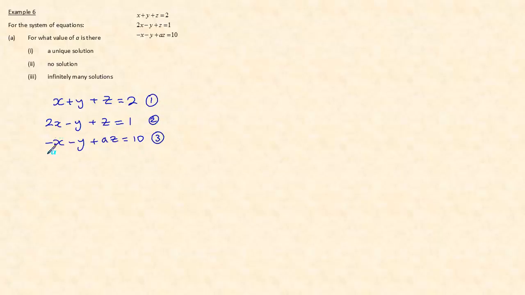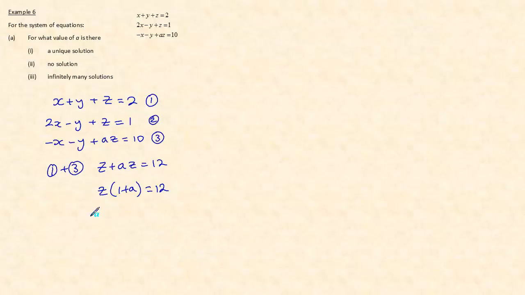Now straight away, looking at the x's and the y's, I can see that if I do 1 plus 3, the x's disappear, the y's disappear, and then I get 1z plus az's. So that z plus az is equal to 12. So z times (1 plus a) is equal to 12.